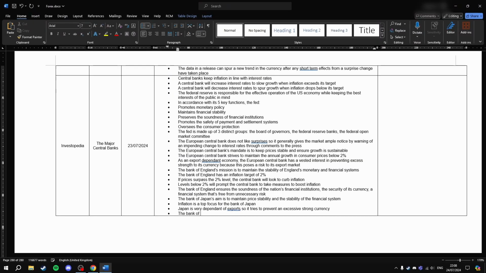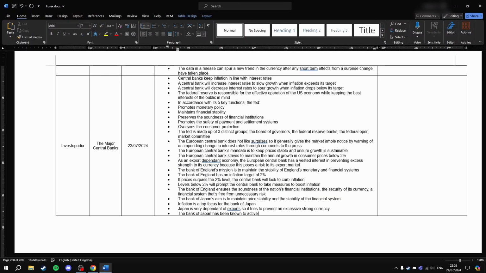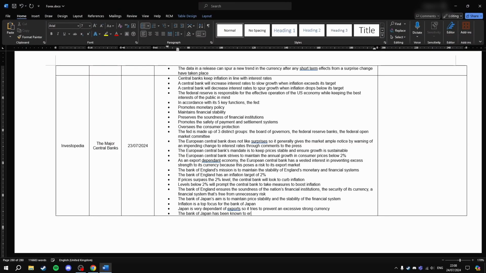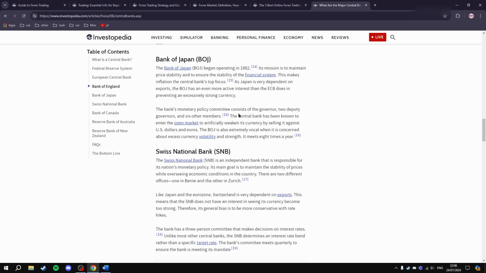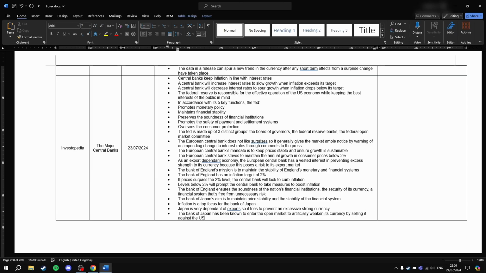The Bank of Japan has been known to enter the open market to artificially weaken its currency by selling it against the USD or EUR.